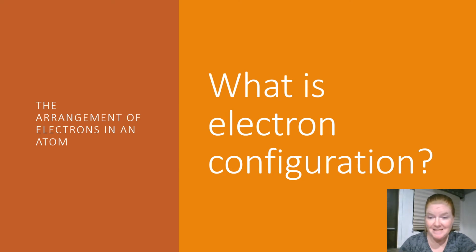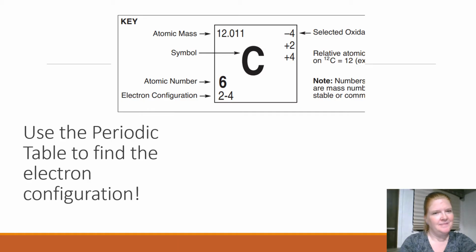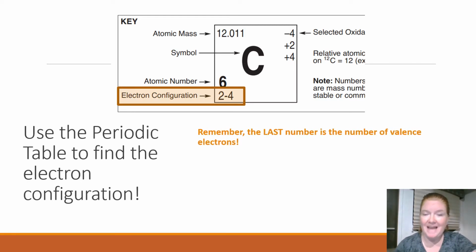So what is electron configuration? Well, it's the arrangement of electrons in an atom. So what does that mean? Well, let's get to it. We use the periodic table to find the electron configuration, and this really is the basis for the testing as far as this class goes. So you look at the electron configuration. Remember, the last number is the number of valence electrons.